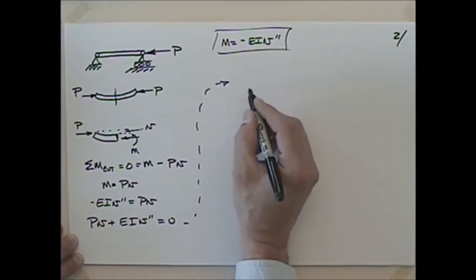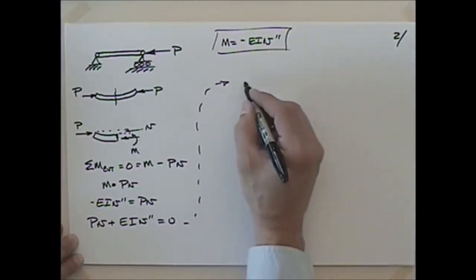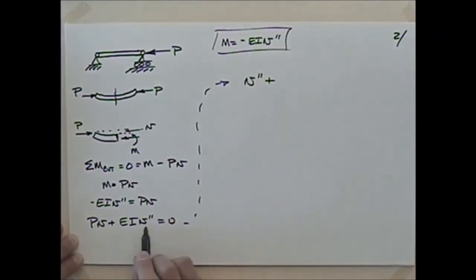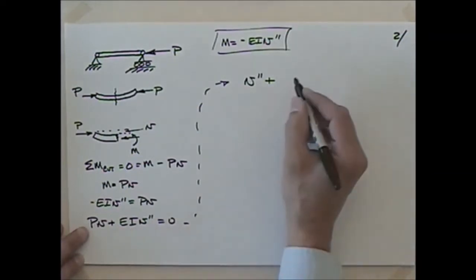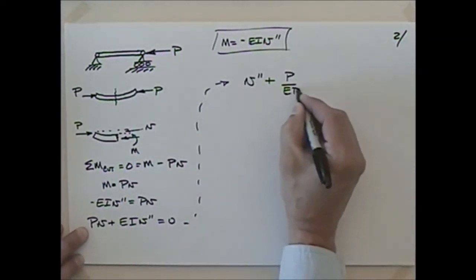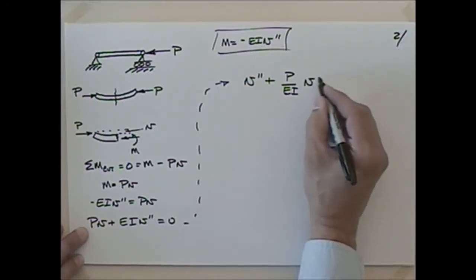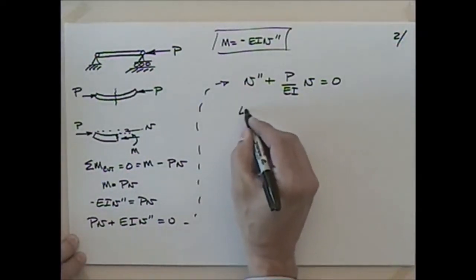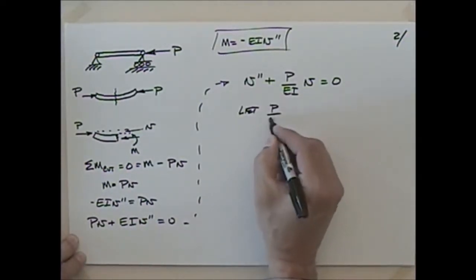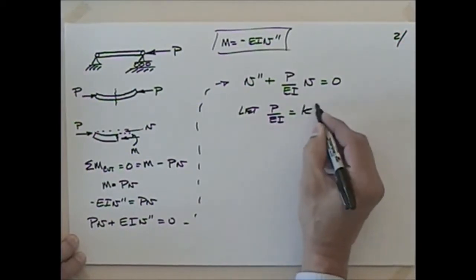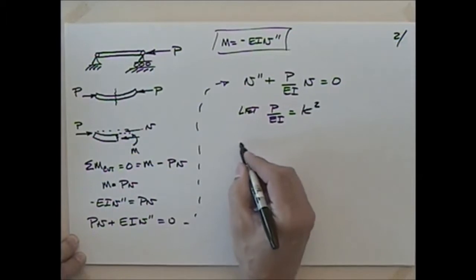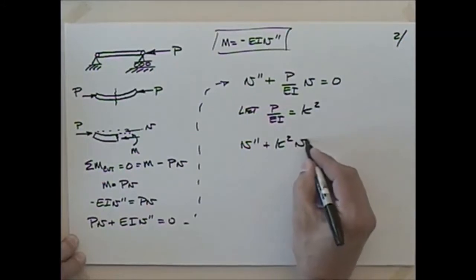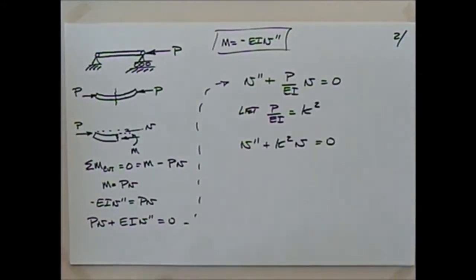And I could say then that, solving for V double prime, V double prime plus P divided by EI times V is equal to 0. And I could let P over EI be equal to K squared, a constant, K squared. So I'm going to then rewrite this as V double prime plus K squared times V is equal to 0. You have a name for that equation?